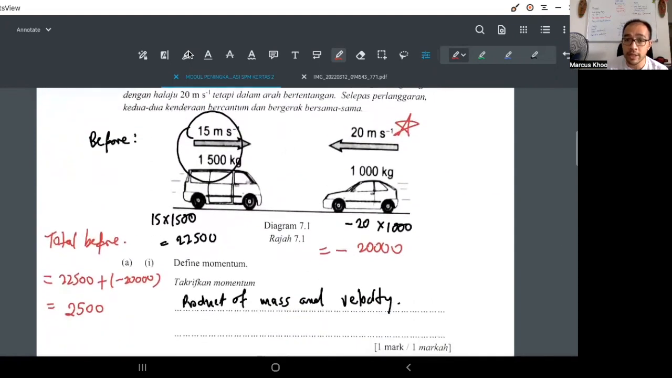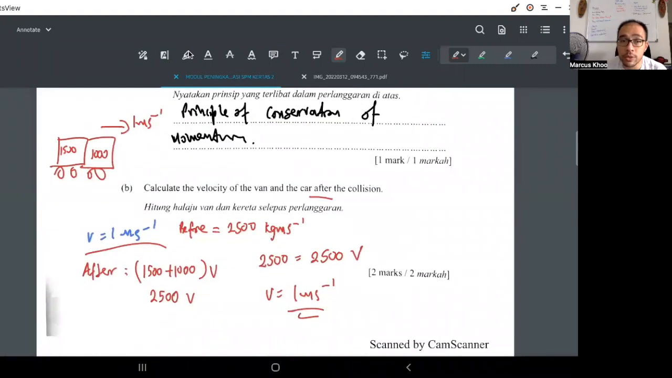The 1,500 is so much bigger than the 1,000. So walaupun dia berlanggar, walaupun yang kereta yang 1,000 kilogram tu dia 20 meter sesaat, it's faster, but it cannot compensate for the super huge mass difference of 500 kilograms. So of course, dia akan tertolak ke belakang lah, mengikuti direction of the van.